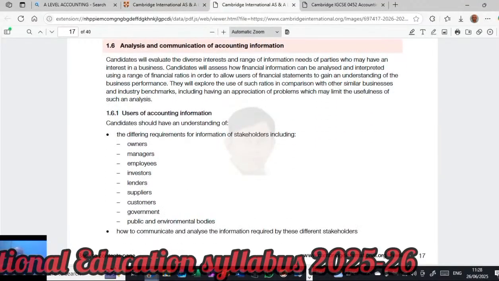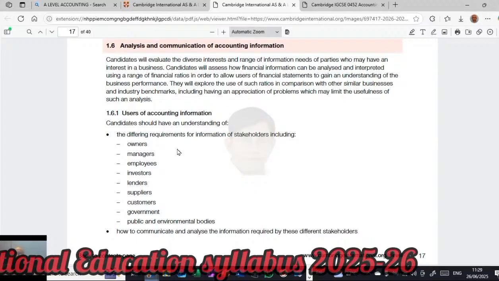Analysis and communication of accounting information. Candidates will have diverse interests and a range of information needs of parties with an interest in the business. Candidates will assess how financial information can be analyzed and interpreted using a range of financial ratios in order to allow users of financial information to understand performance. So they will look at the use of accounting information.